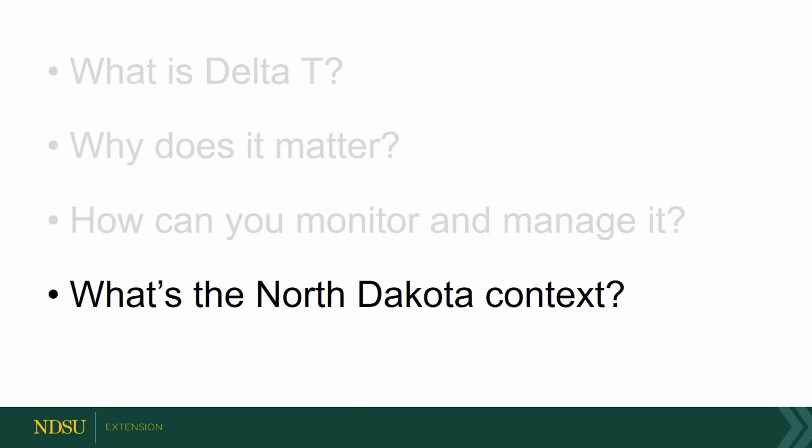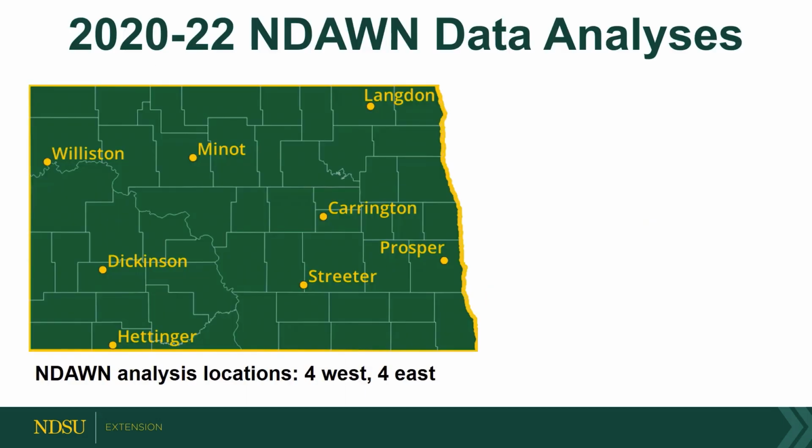Finally, what's the North Dakota context? What do these values look like in North Dakota? To get at this question, I performed a data analysis looking at data from NDON from 2020 to 2022. I analyzed 8 locations, 4 that I categorized as being in the west: Williston, Minot, Dickinson, and Hettinger, and 4 in the east: Langdon, Carrington, Prosper, and Streeter.